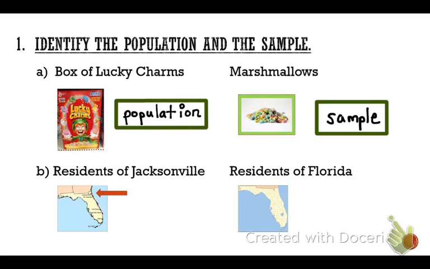Let's go to problem B. I have two things here, the residents of Jacksonville and then the residents of Florida. Which one do you think is the population? Residents of Florida. Okay, why is that the population? Because it's a state. It's the bigger thing that's here between the two. So next to residents of Florida, we're going to write population.